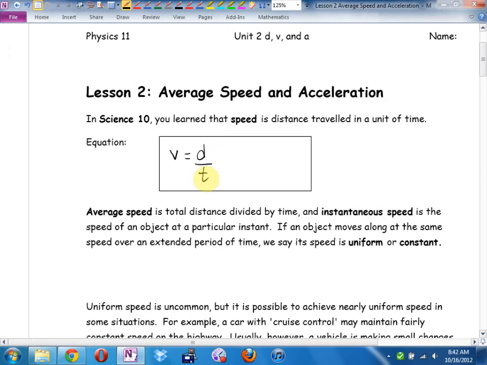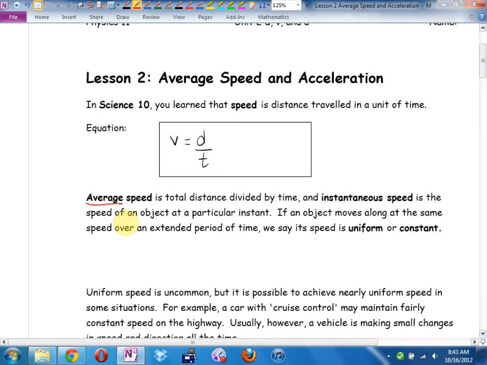Average speed is total distance divided by time. Let's try that again without looking like I'm crossing it out. Average speed is total distance divided by time, and instantaneous speed is the speed of an object at a particular instant. We'll talk about the difference as this progresses.